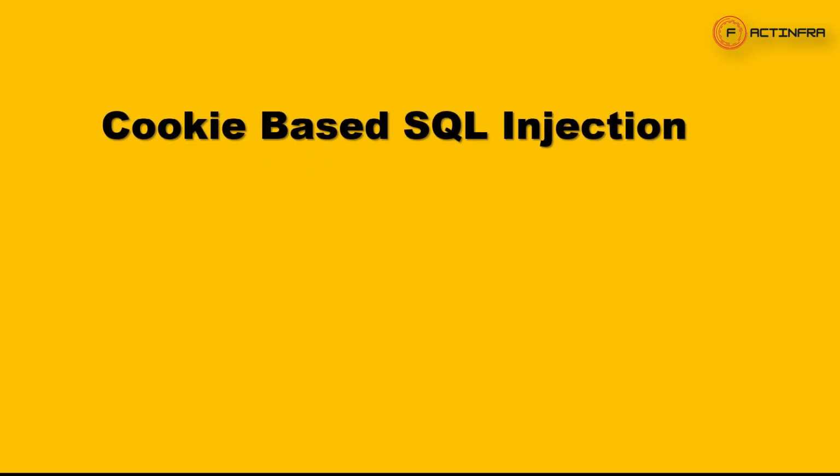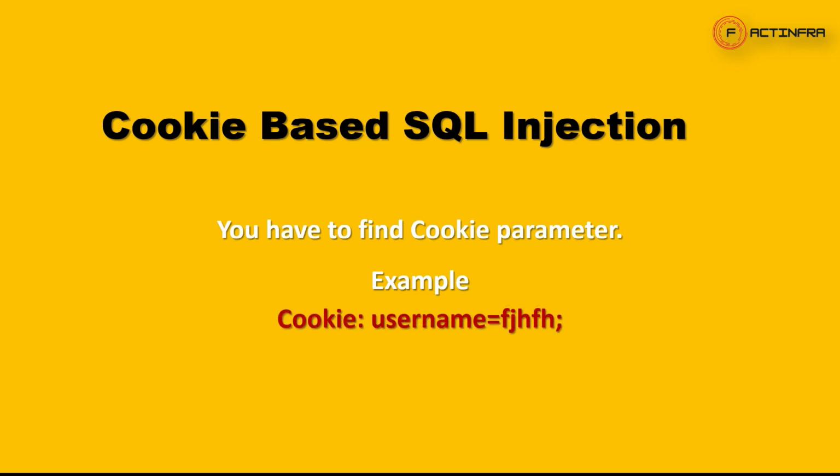Now guys, last but not least, the most important, cookie based SQL injection. If any web application, you can say vulnerable web application, has a cookie parameter for authentication, and we can manipulate this cookie parameter, then it will be cookie based SQL injection. The main thing is you have to find the cookie parameter in the request, and you can see the example. It can be a cookie like username equal to some value, and if you are injecting or manipulating the SQL query in this cookie parameter, then it will be cookie based SQL injection.